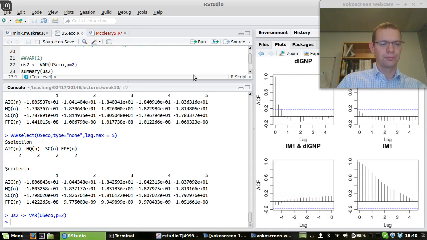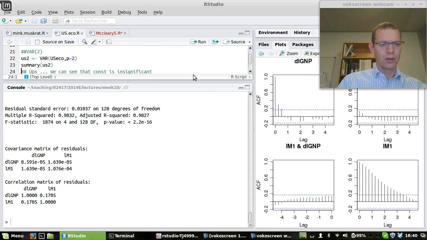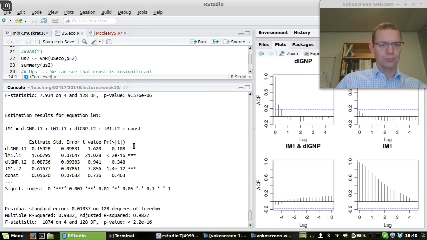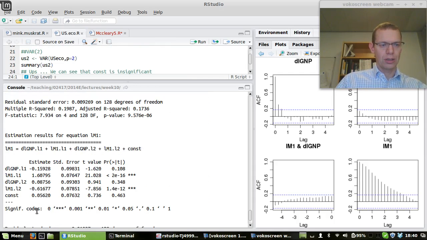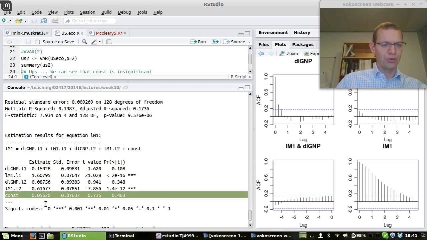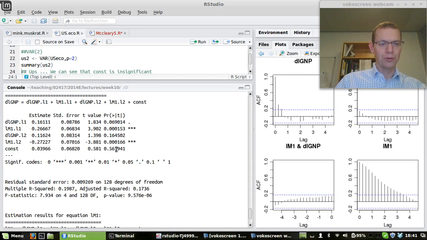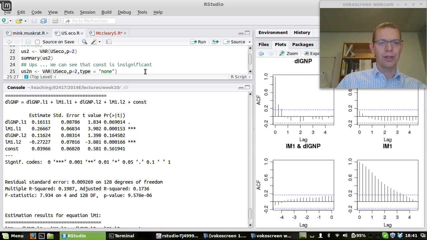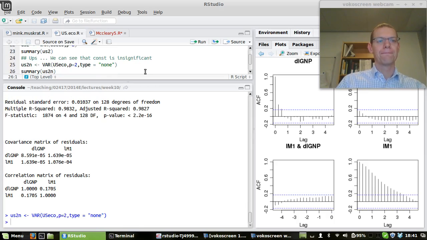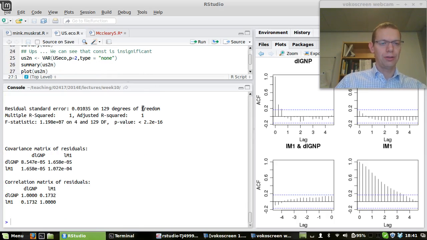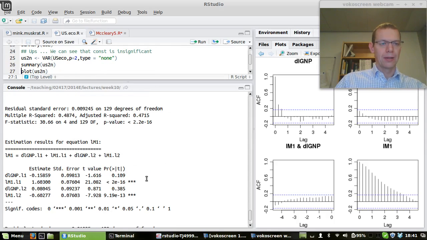Let's fit a model. Now let's look at it, and I forgot to remove the constant. We see it's insignificant here as we expected based on what we saw just before, and the same thing is the case up here, so let's just get rid of it by having type none. That went well, it seems. Let's look at the values we got.